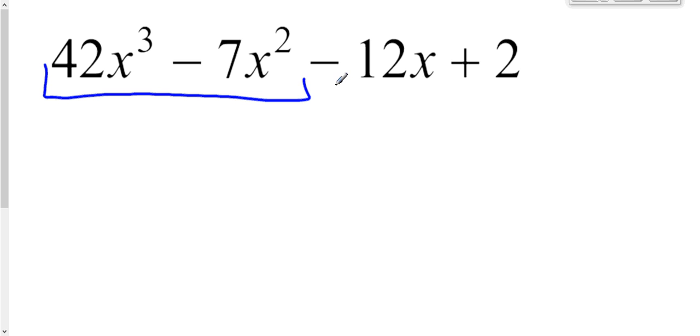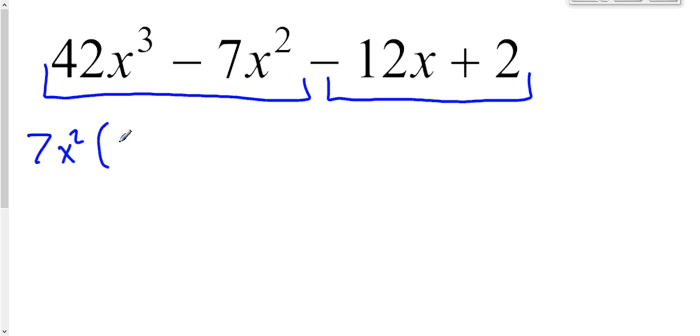What we do is we take the first 2 and the last 2 and we see what those 2 individual groups have in common. So this first one has a 7 and an x squared in common. So by factoring that out, by dividing that out, 42 divided by 7 leaves us 6. 3 x's, I took 2 of them, leaves us just 1x. The 7 is gone, so I still have this minus 1. And I took both the x's, so we leave a 1 placeholder.